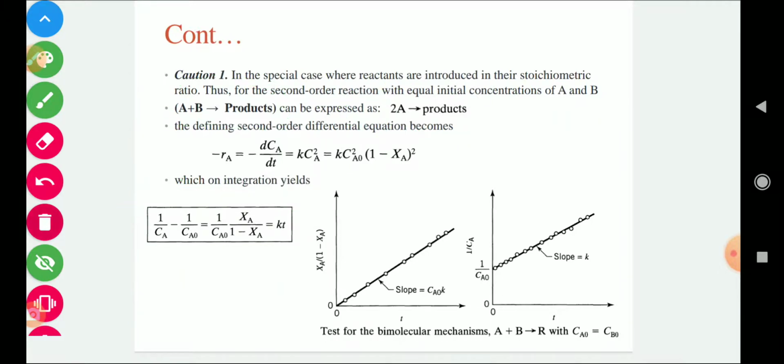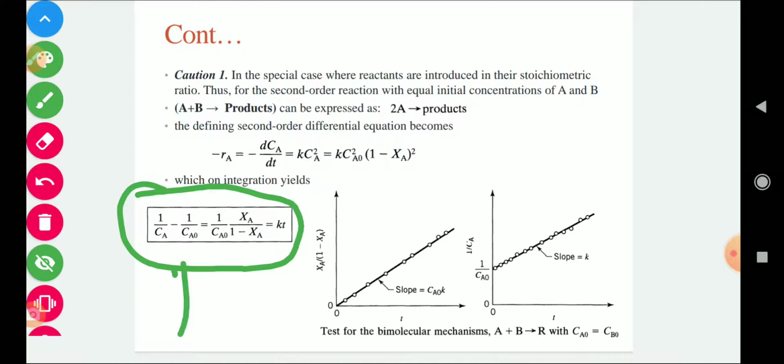If we plot this equation, then 1 upon Ca naught will be the intercept and k will be the slope of the line. So from the graph we can calculate the value of the rate constant.